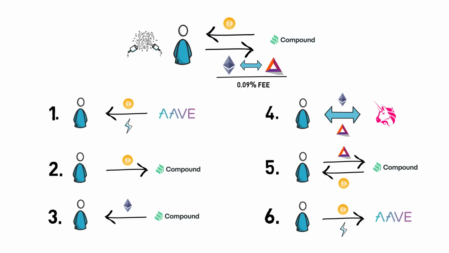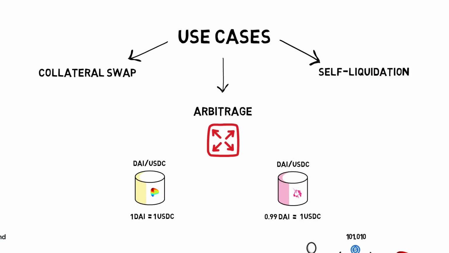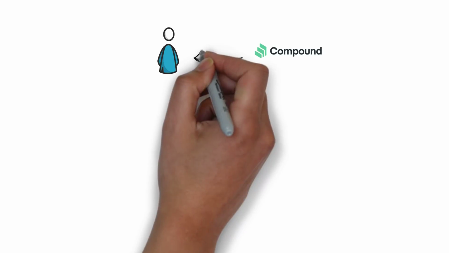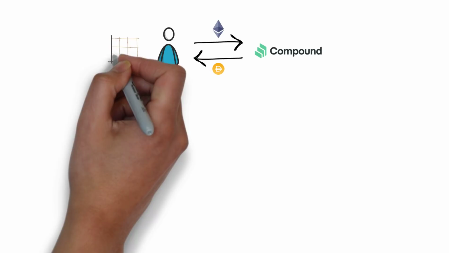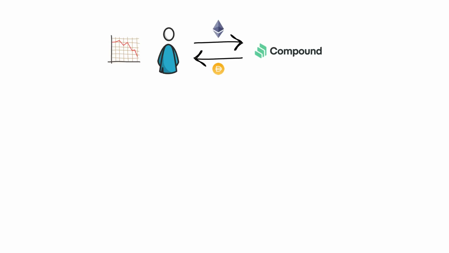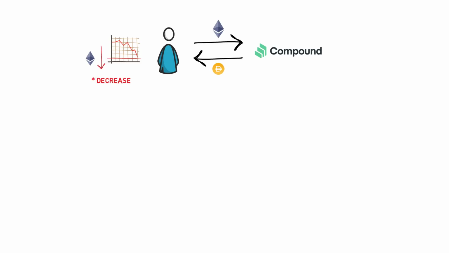The last but not least example is self-liquidation. Imagine the following scenario. You have a loan in DAI on Compound with ETH as collateral. The ETH price keeps going down and you're approaching the liquidation level. You also don't have to or don't want to deposit more ETH to increase your liquidation level, and you also don't have the DAI required to repay the loan.